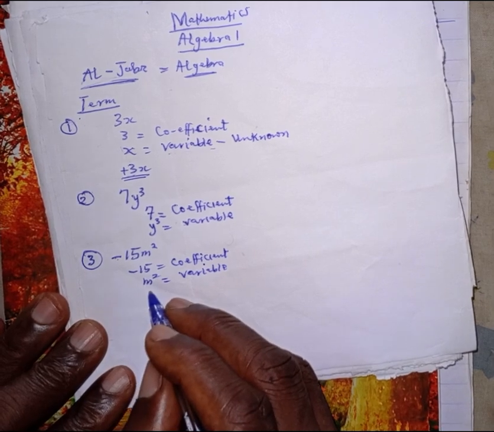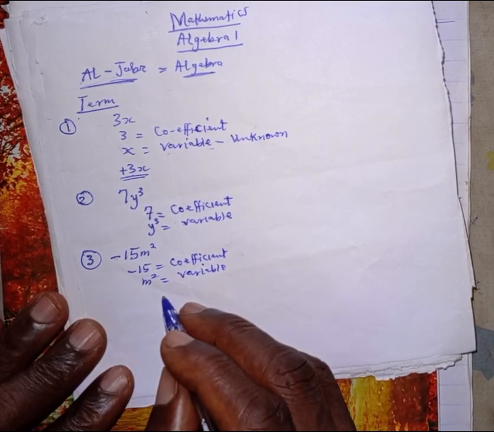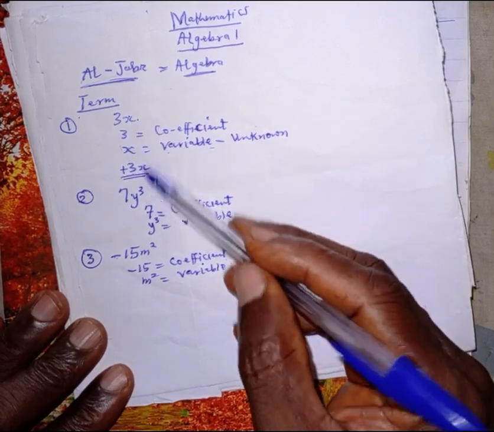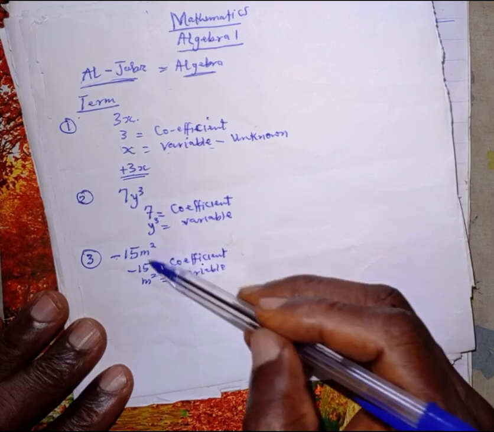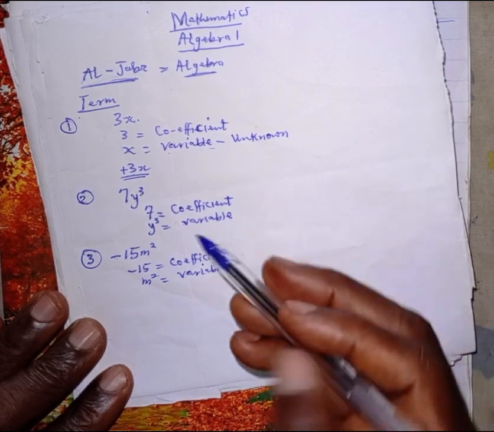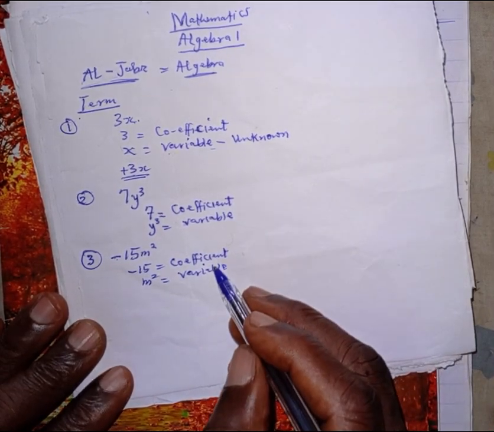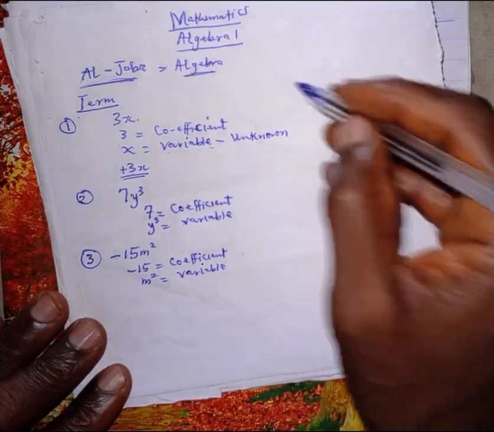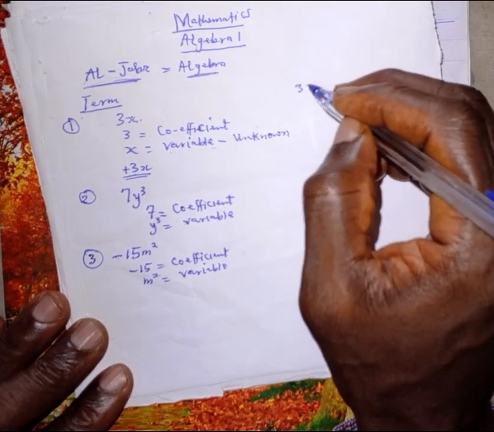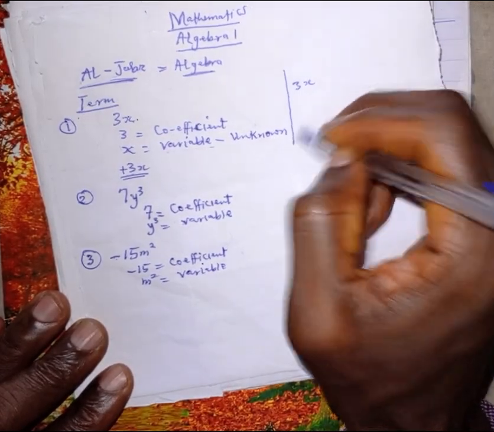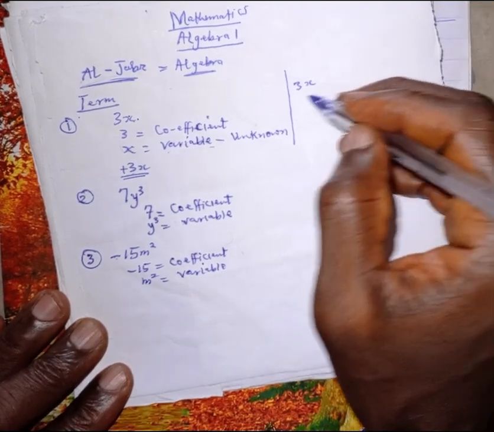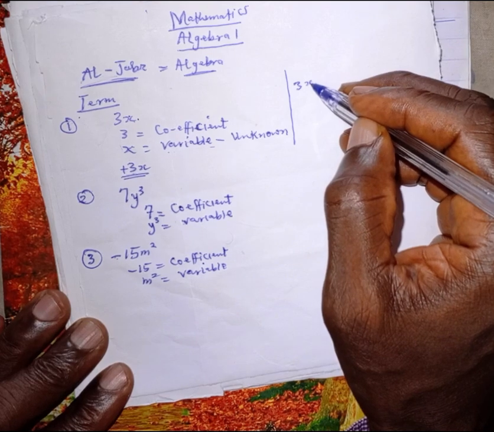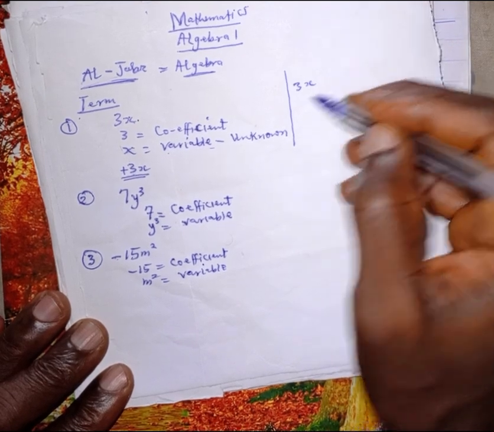Now we can substitute these unknowns, x, y cubed, m squared, for certain values and get a proper result. Let's start with 3x. Let's assume you substitute this with 1, 2, 3, those kinds of numbers.